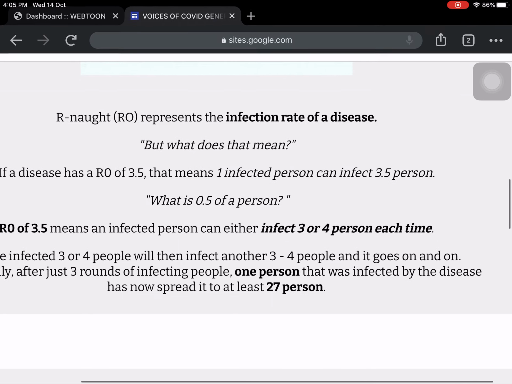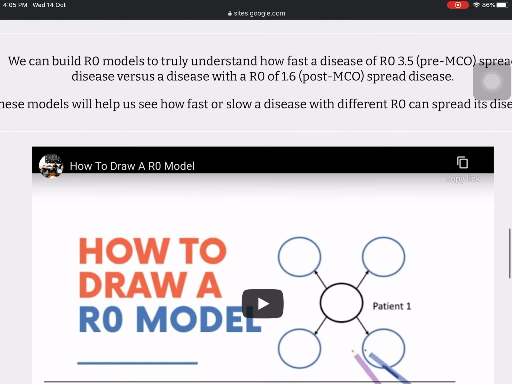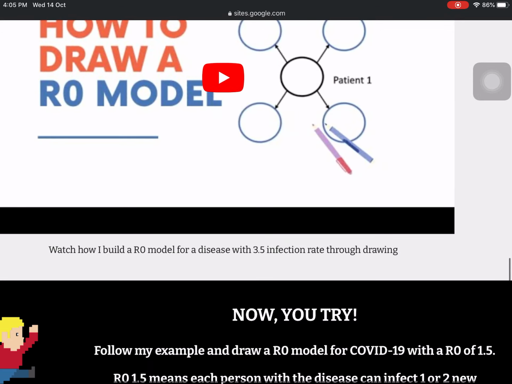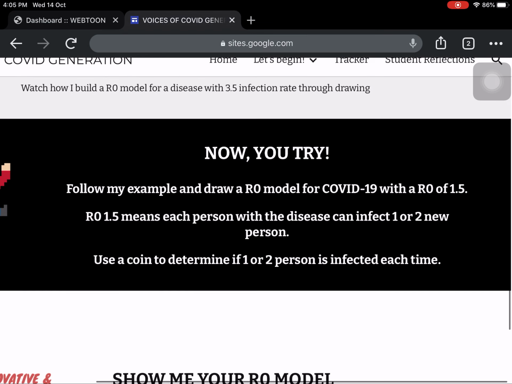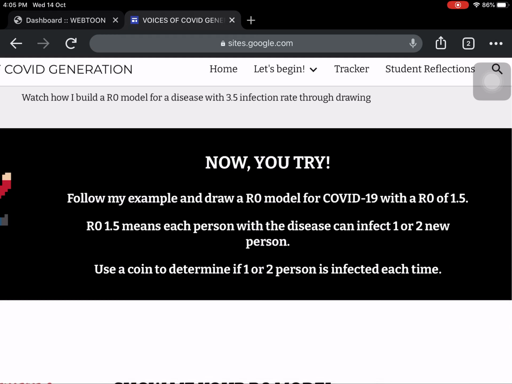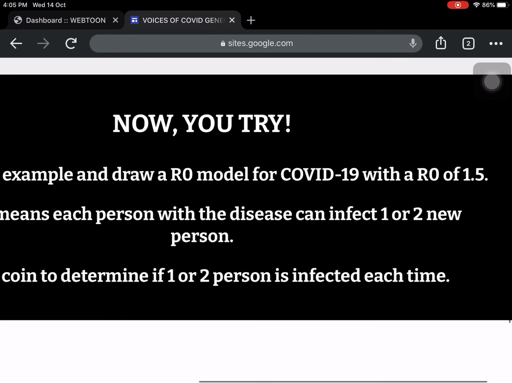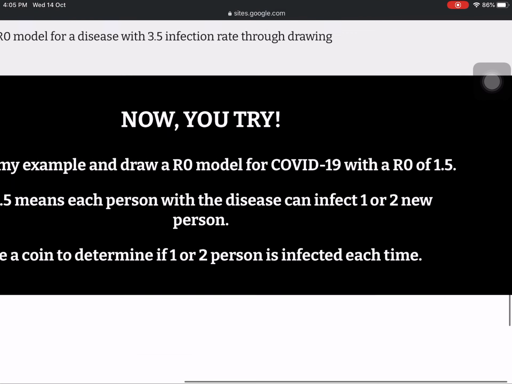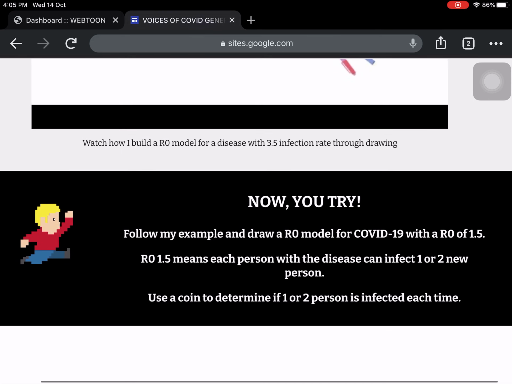So let's build an R naught model. Please watch through this video and then you'll know how to draw the R naught model. Okay, I want to show you. Follow my example. Let's say R naught 1.5 means each person with the disease can infect 1 or 2 new people. So use a coin, follow the video, girls, and then you definitely can do this activity with ease. Alright, don't rush through.